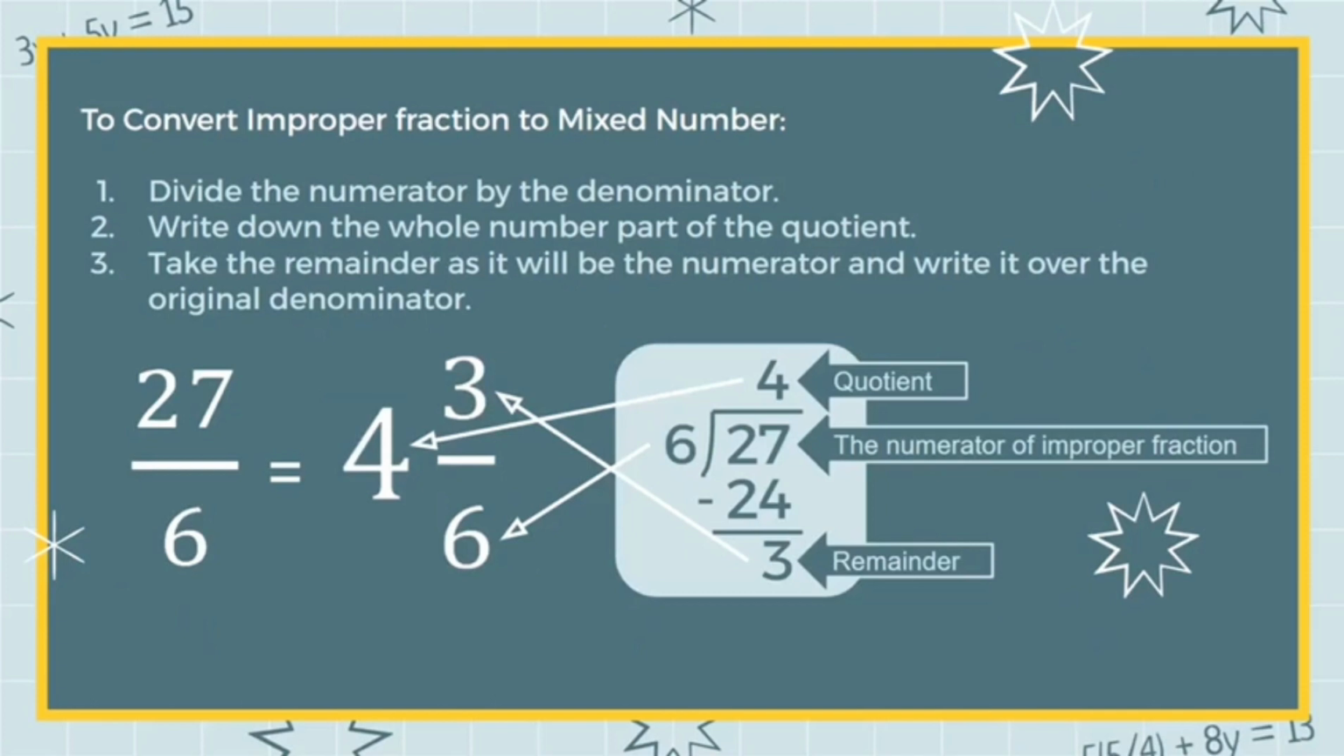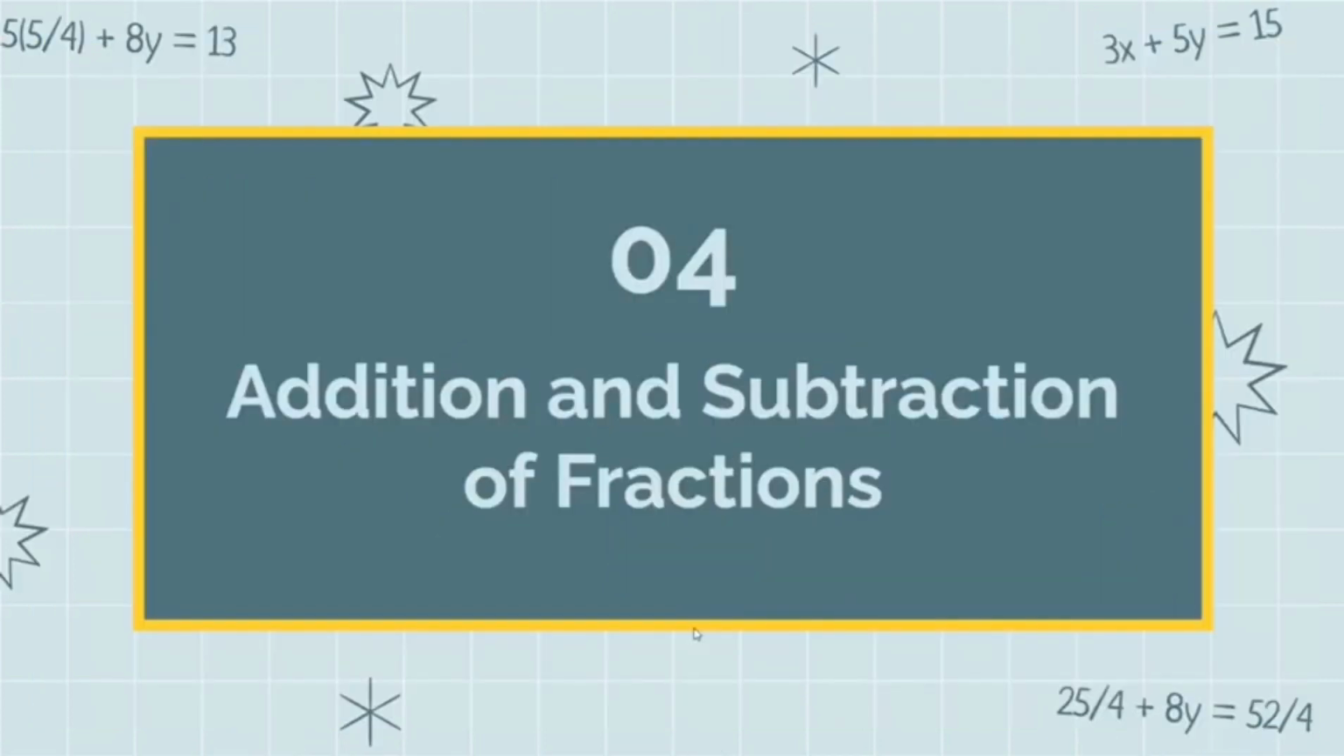The third, take the remainder as the numerator and write it over the original denominator. The remainder is 3, so 3 will be the numerator, and the original denominator always remains the same, so the denominator will also be 6. The answer will be 4 and 3/6. When we simplify it, it will become 4 and 1/2.